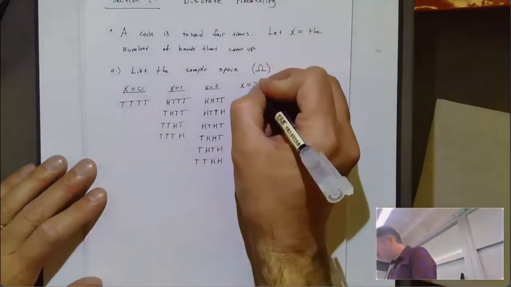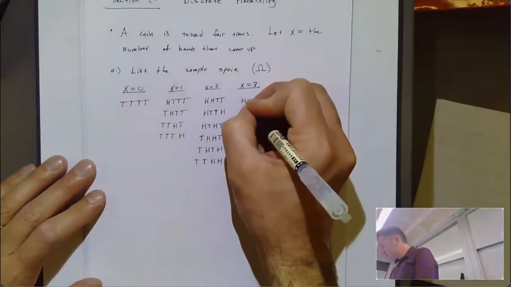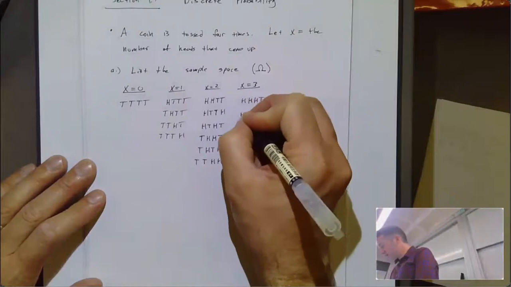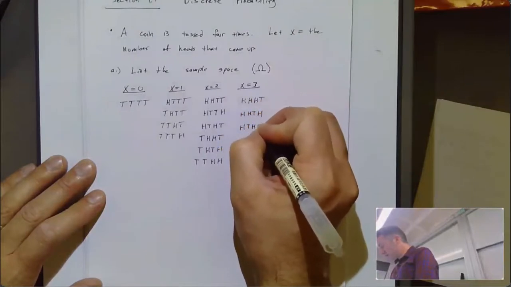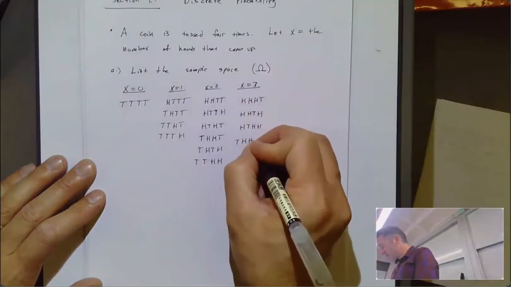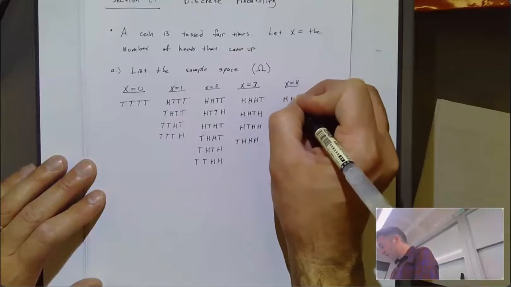I want to get 3 heads. It can be heads, heads, heads, tails, or heads, heads, tails, heads, or heads, tails, heads, heads, or tails, heads, heads, heads. And finally, if I want to get all 4 heads, there's going to be heads, heads, heads, heads.